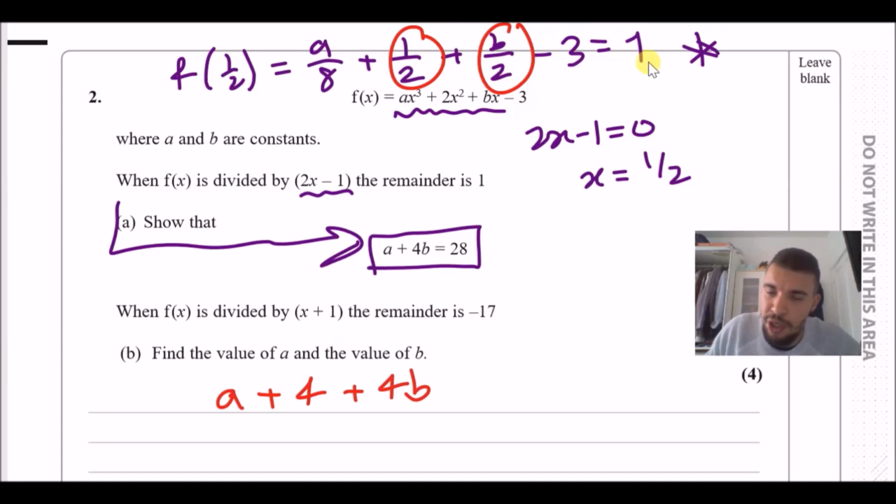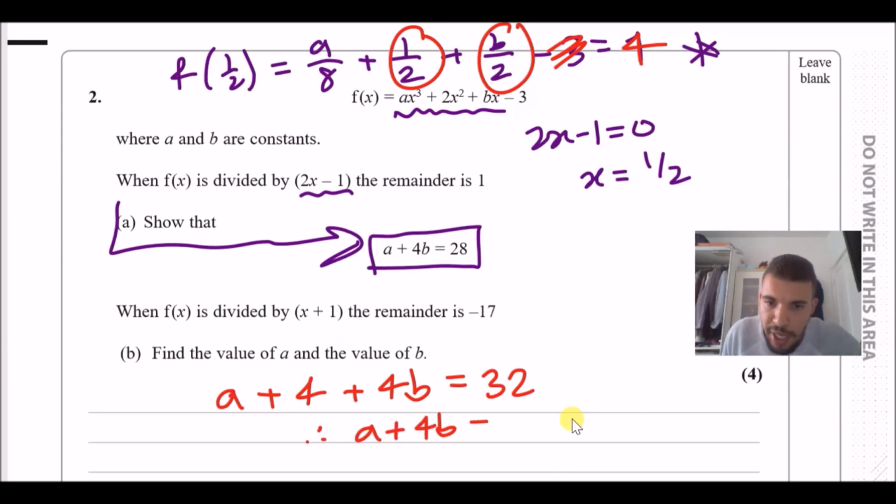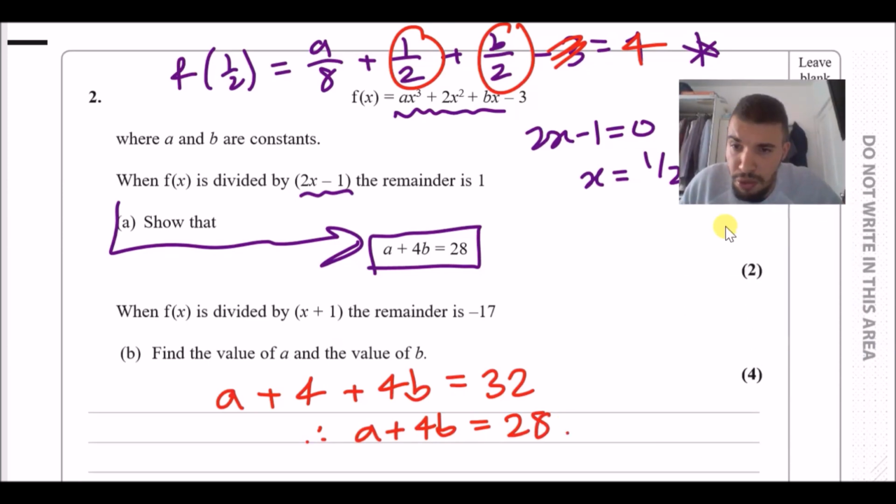And then, you know what we could do? Let's just add 3 across. So 1 plus 3 is 4. And I'm multiplying 4 by 8, you should get 32. And now it's straightforward. Now we go ahead and just subtract 4 across, and therefore we'll get a plus 4b equals 28. Alright, so that's the first part done, and that was 2 marks.